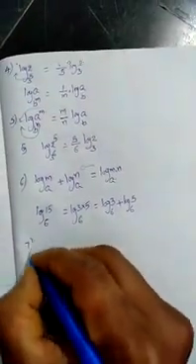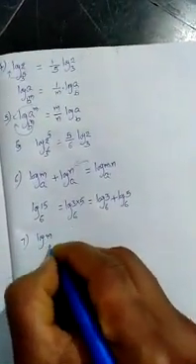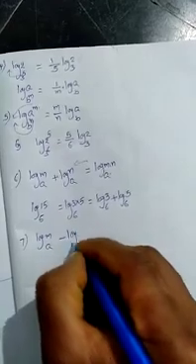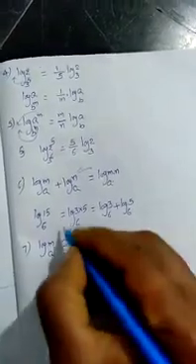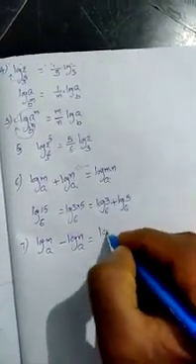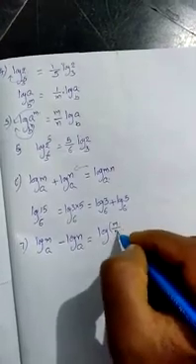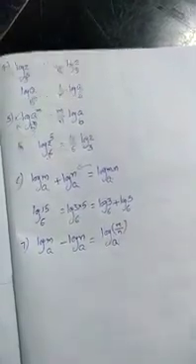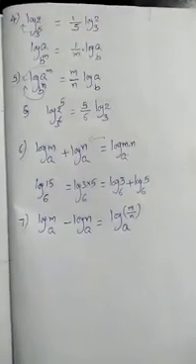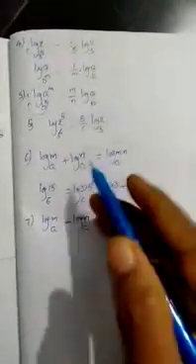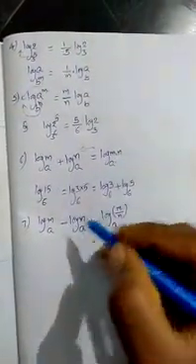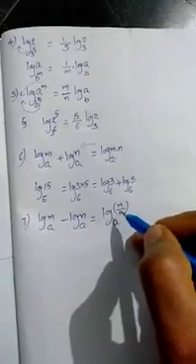Got it, children? And from this we have another formula: log m base a minus log n base a. When it has a minus symbol, you will use this formula: log m by n base a. When it has plus, it becomes into. When it has minus, it becomes divided by. The same in reverse also.